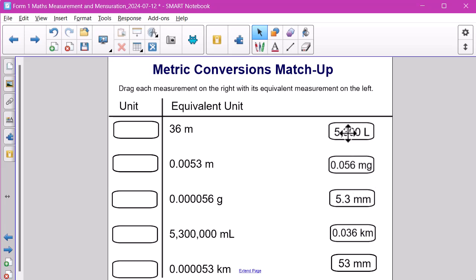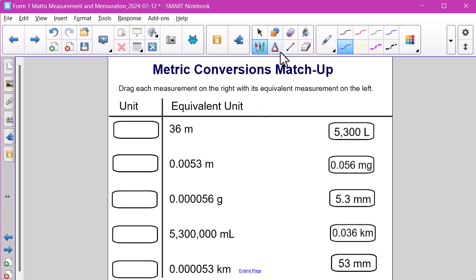Drag each measurement that's found to the right to its equivalent measurement on the left. So here we have 36 meters. So we're looking for something that ends in meters. Okay, I see 53 millimeters. No, that's definitely not it. Oh, we have 36 thousandths kilometers.